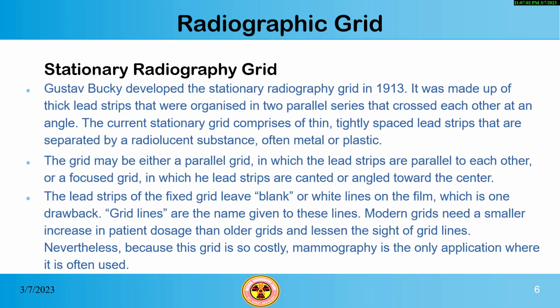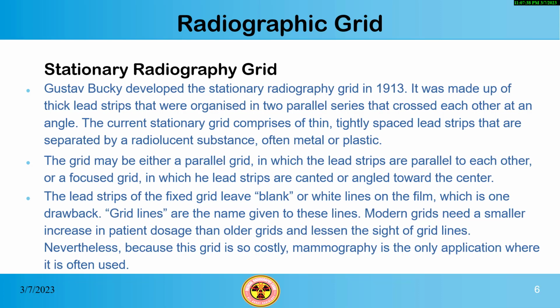Stationary Radiography Grid. Gustav Bucky developed the stationary radiography grid in 1913. It was made up of thick lead strips that were organized into parallel series that crossed each other at an angle. The current stationary grid comprises of thin, tightly spaced lead strips that are separated by a radiolucent substance, often metal or plastic. The grid may be either a parallel grid, in which the lead strips are parallel to each other, or a focused grid, in which the lead strips are canted or angled toward the center.